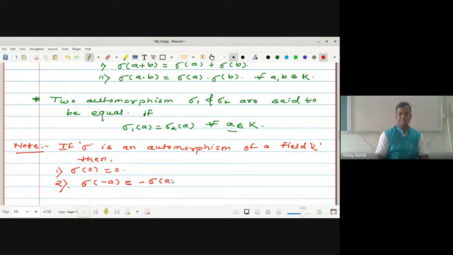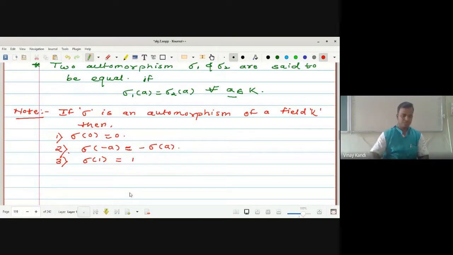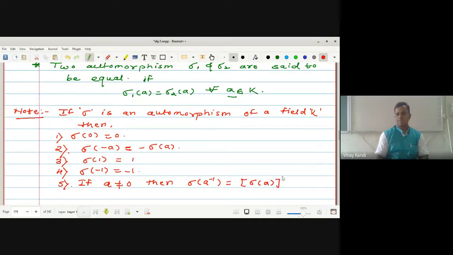There is a proof, but here we don't need to prove all these things. Third, sigma of 1 is equal to 1: the multiplicative identity maps to the multiplicative identity, because sigma is an isomorphism. Fourth, sigma of minus 1 is equal to minus 1. And fifth, if A is not equal to 0, then sigma of A inverse is equal to sigma of A, whole inverse.